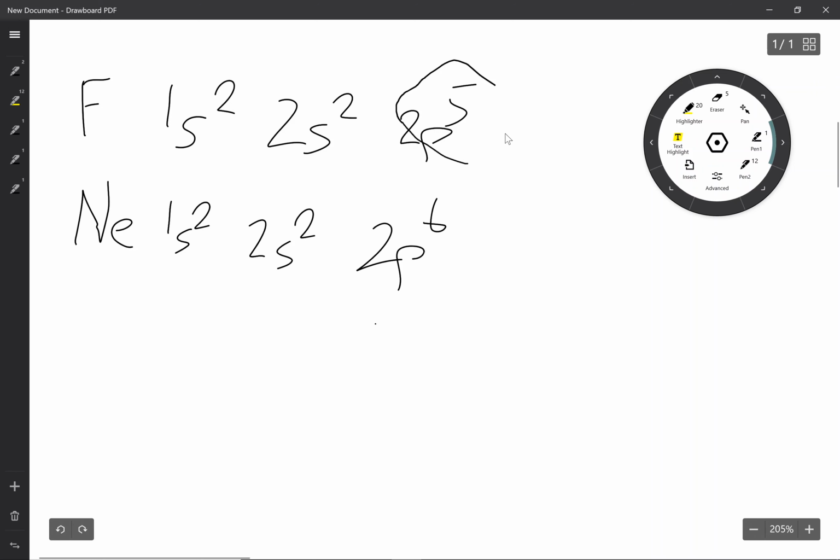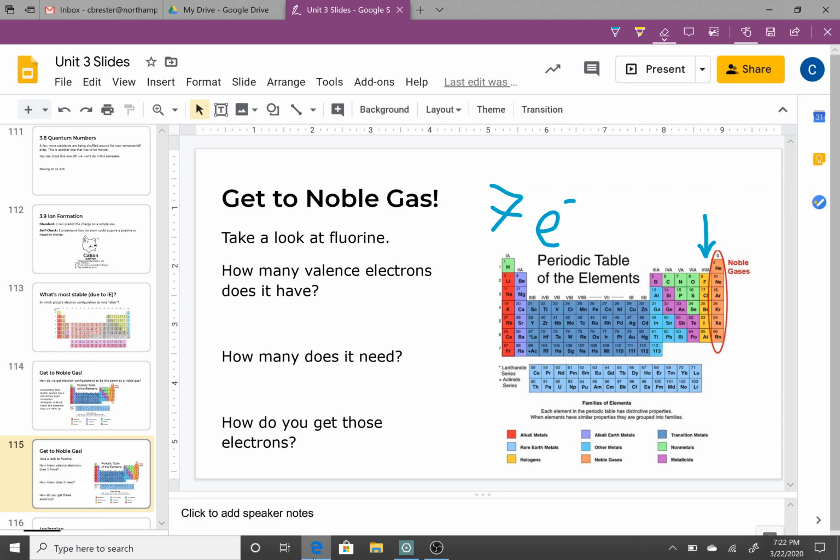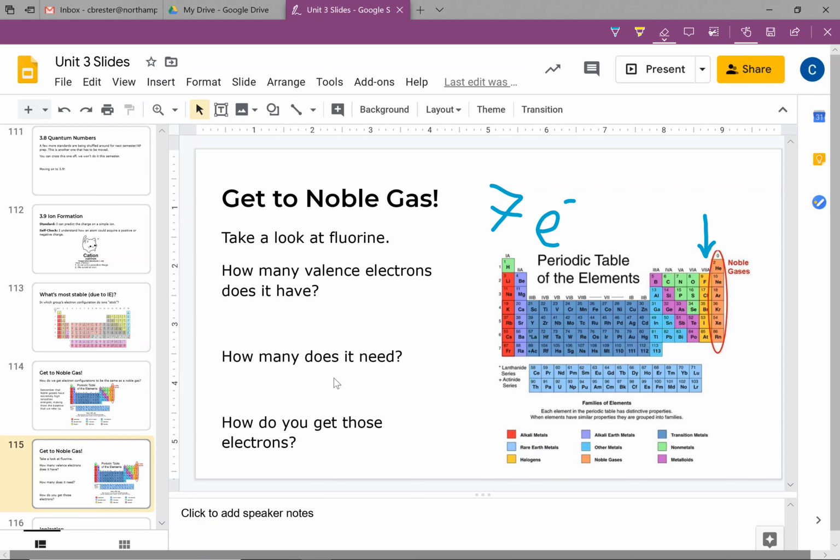The difference then is in our 2p subshell. Neon has 1 additional electron compared to fluorine. That's what we're comparing, the electron configuration. So how many electrons does it need? 1 more electron. Now how do we get those electrons?